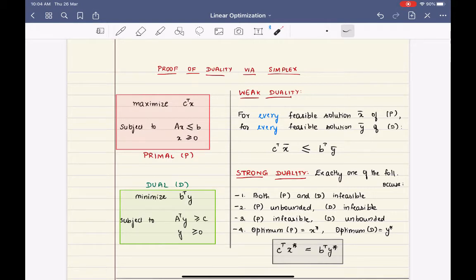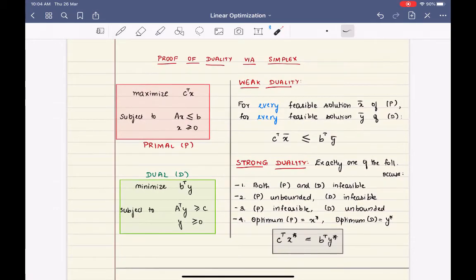Now we have also briefly seen the statement of the strong duality theorem. Here is this strong relation between primal and dual. It says that exactly one of the following situations will occur. Either primal and dual are both infeasible, or primal is unbounded and dual infeasible, or primal is infeasible and dual unbounded, or finally both of them have an optimum, in which case it coincides. So this was just the statement.